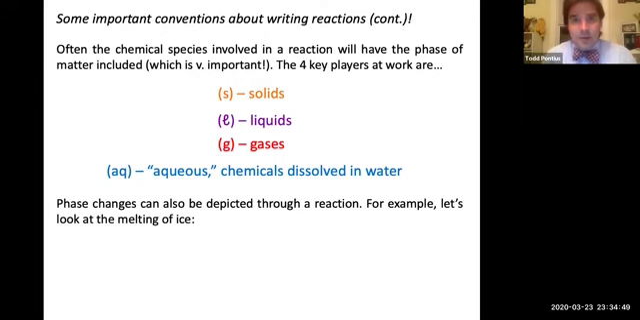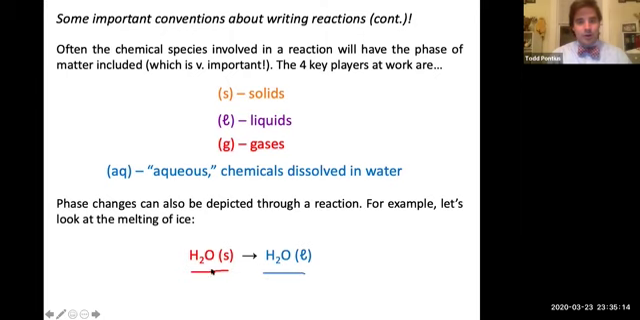These phases can also be used to help depict, in this case, this isn't going to be a chemical reaction, but a phase change is a process that occurs. Let's take, for example, the melting of ice. So the way that would look is as follows. We have our H2O that we're starting with in the solid form, and as it melts, it's turning into H2O liquid. So on the right-hand side, we have our product, liquid water. On the left-hand side, we have our reactant, solid water.